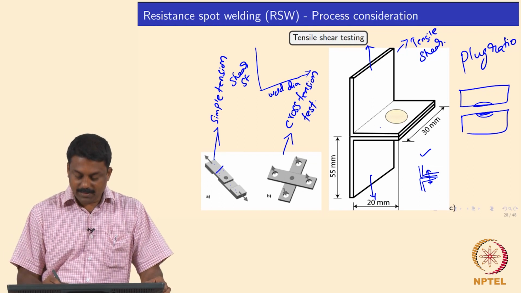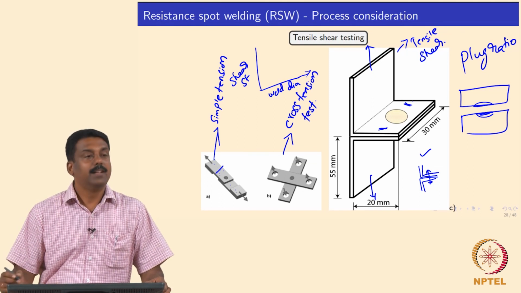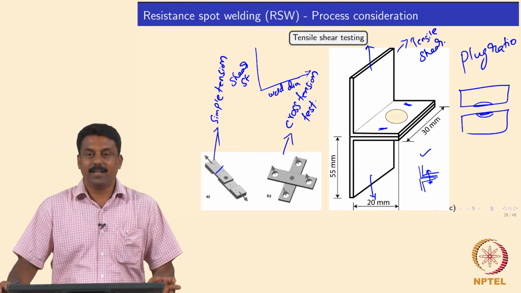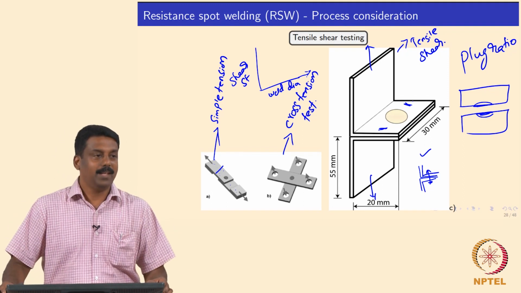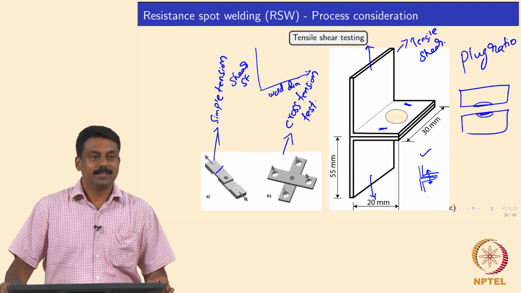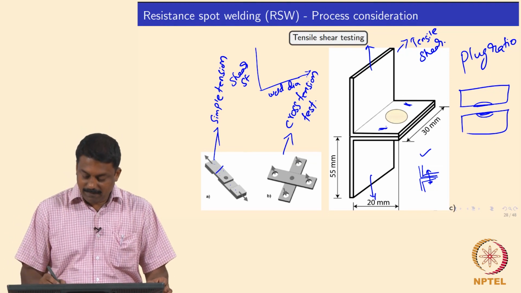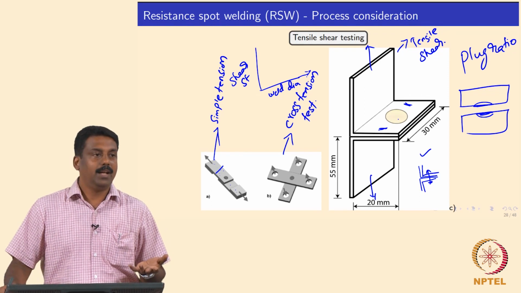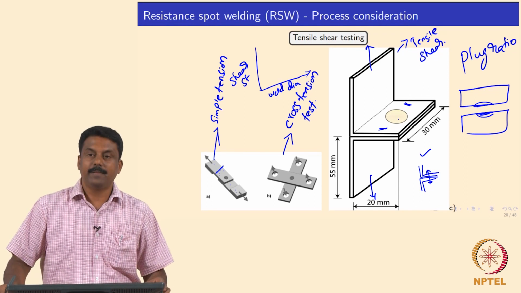So, the failure happens somewhere over here. That is best, isn't it? So, if the weld is better than the base material, then the welders will be happy, right? If a failure happens at the interface, obviously the weld is brittle and it is not acceptable.